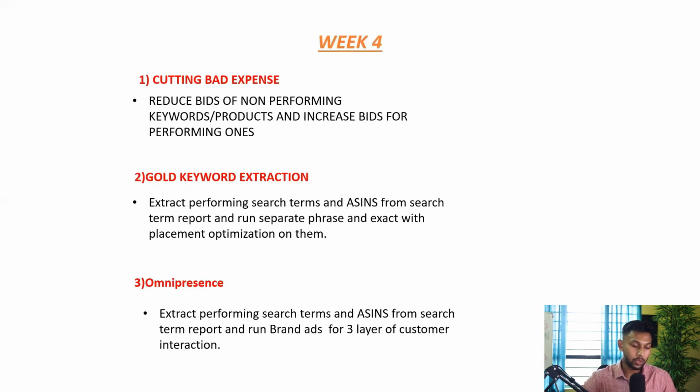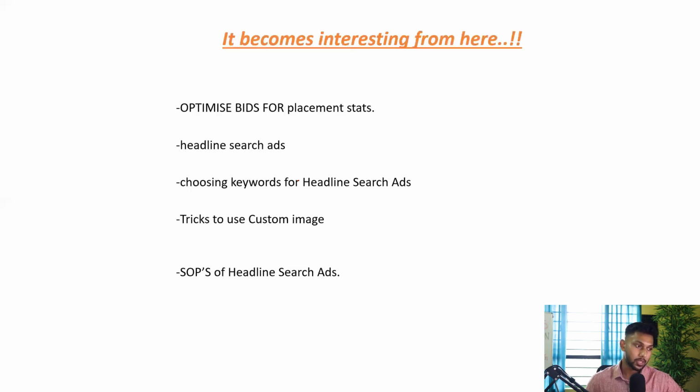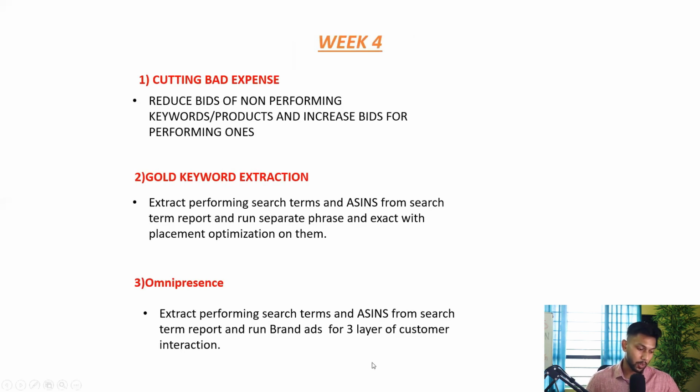Now come down again to your week 4, page number 9. The last point, last step, omnipresence. It will be: extract performing search terms and ASINs from search term report and run brand ads for third layer of customer interaction. Write down this point. Okay, finish writing.